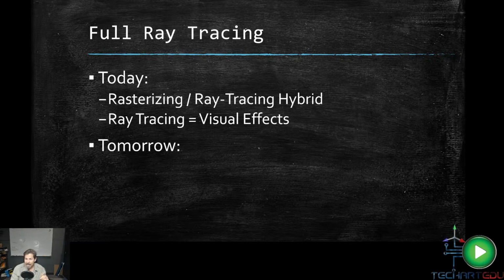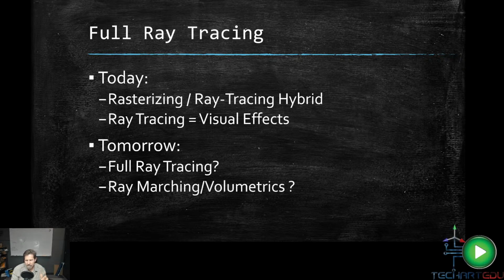Now tomorrow, which I don't know when it's going to happen, it all depends on how well this stuff evolves. But I believe full ray tracing is going to be ahead. That means we're going to abandon the rasterizing pipeline and go towards full ray tracing. And it all has to do with the way that programs like Nanite and Lumen are handling millions and millions of polygons, billions of polygons. In other words, what we're going to be involved with is ray marching and volumetrics.